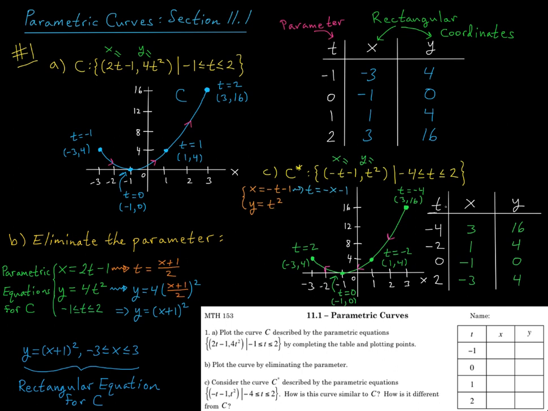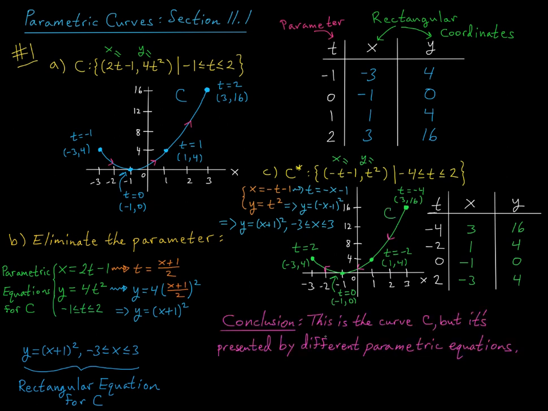Substituting this expression in for t in the equation for y gives us that y is equal to (-x minus 1) squared. Now note I can factor out the -1, and since I'm squaring, this equation is equivalent to saying that y is equal to (x plus 1) squared. And as we can see from this picture, x varies from -3 to 3. So in fact, this is the same curve as we saw in part A, but it's presented by different parametric equations.